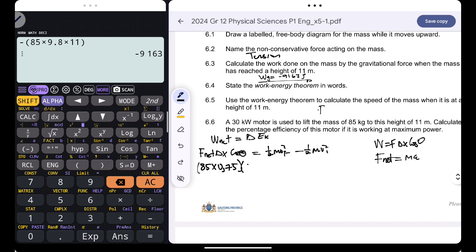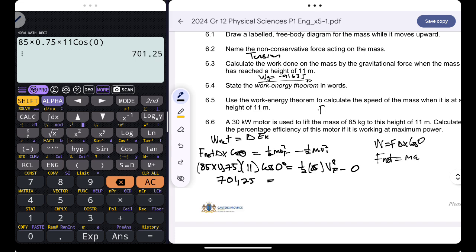And then the distance traveled is 11, and the cos of 0 degrees, because the angle between the force and the direction of motion is just 0. And then the right side is just 1 over 2 multiplied by 85 and Vf squared. Initially, the block was at rest, so the initial velocity was 0. If the velocity is 0, the kinetic energy will be 0 joules as well. So on the left hand side, I simply have 85 multiplied by 0.75 multiplied by 11 and the cos of 0 degrees.